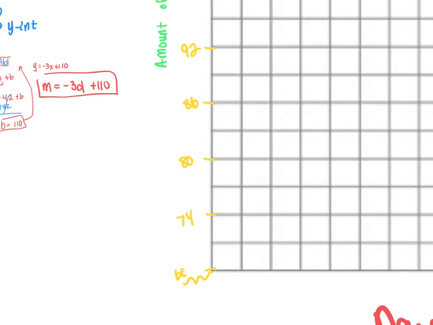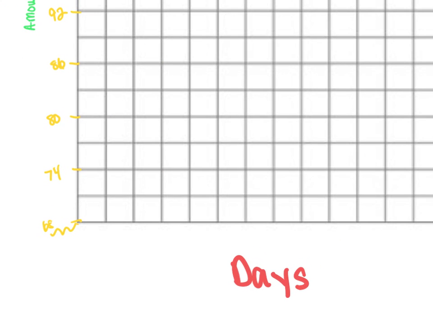And remember, this is going to be a break because we're not really starting at 0. We're just zooming in on a portion of our graph. And I'm going to do the same thing I've been doing before. I'm going to make every 2 boxes 1.